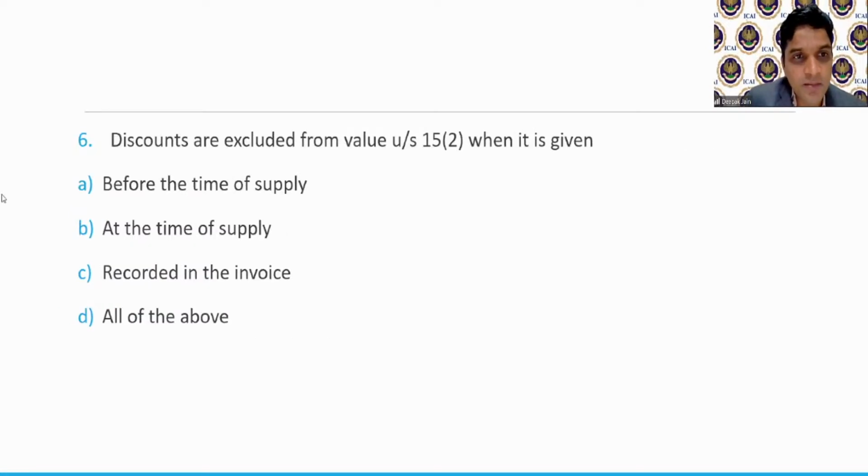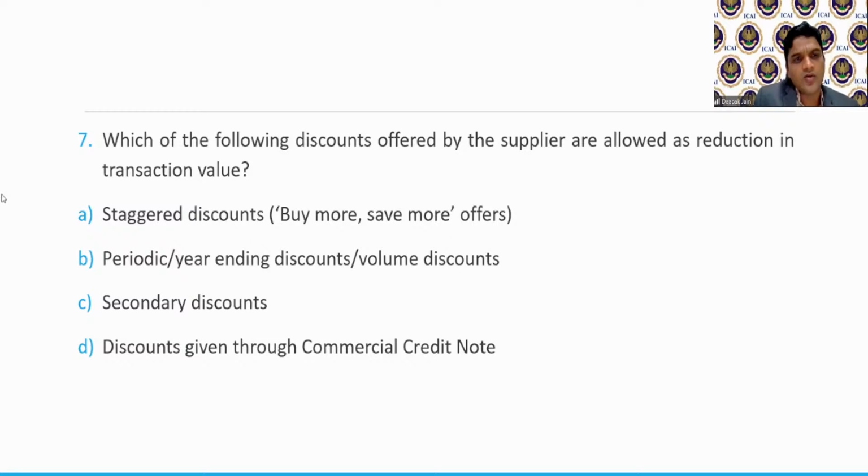Discounts are excluded when it is given before the time of supply, at the time of supply, recorded in the invoice, all the above. Sixth one, very simple. D, all the three conditions. If it is satisfied, then it is excluded. Very simple. Next. Which of the following discounts offered by the supplier are allowed as a reduction in transaction value?